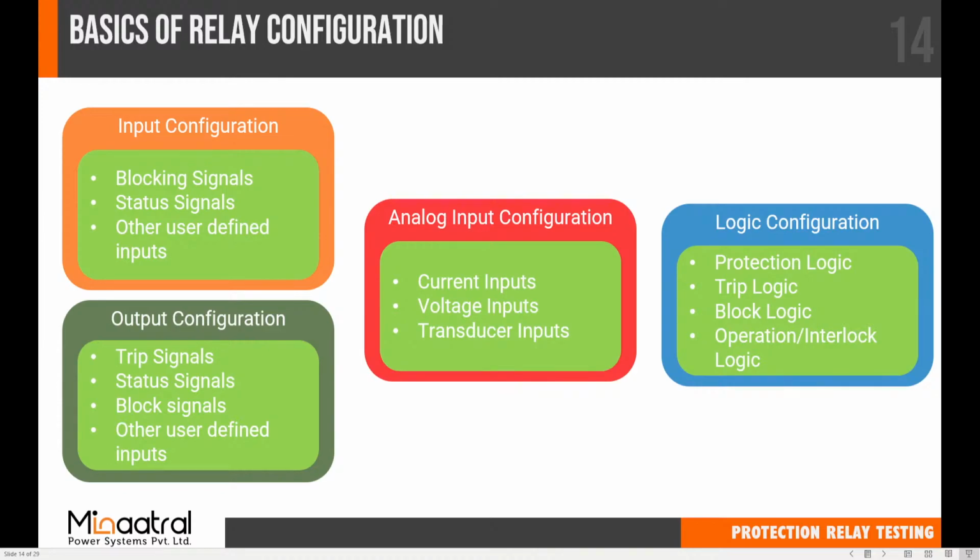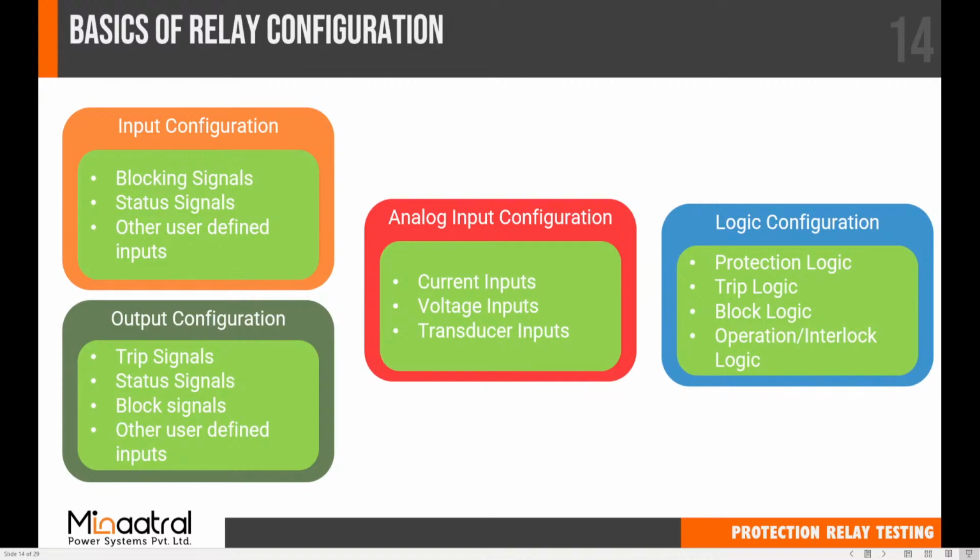Here you will be configuring your blocking signals and your status signals. Blocking signals are used in case you want to block a particular protection element or a particular output. Status signals can be the status of your equipment such as circuit breaker status, disconnector or isolator status. On top of this, you can have any other user defined inputs. In case you want to carry forward a particular input, let's say a mechanical trip of a transformer, through the IED, then that also could be a part of your input configuration. The next one would be your output configuration.